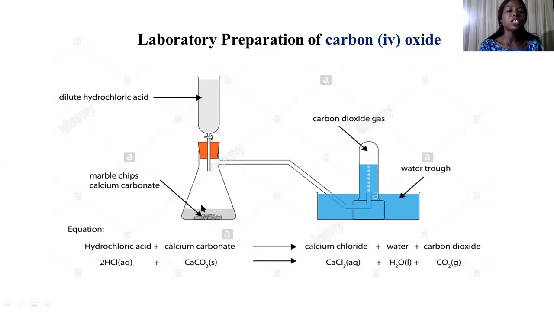So you have the marble chips in the conical flask, and then you have the hydrochloric acid being supplied to it. Then it reacts with it to give off this carbon dioxide gas, and that gas is collected over water. So you get your carbon dioxide, which is carbon 4 oxide. So this is the equation of the reaction. You have calcium chloride, water, and this is carbon 4 oxide gas, the product that we are looking for.